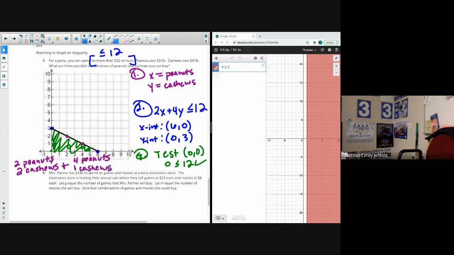And then you wouldn't want to use either one of these, even though that's on our boundary line, because that really wouldn't be a combination. That would just be 3 of one and none of the other. 6 of one, none of the other. So your other combination would want to come from the shaded region, say like maybe right there. So that'd be 1, 2. So 1x, 1 peanut, 2 cashews.